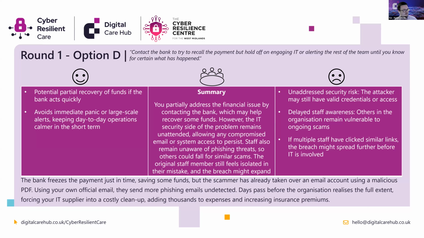And if multiple staff have clicked on similar links, this breach can actually spread further before IT is even aware there's a problem. So for 20% of you, the bank would freeze the payment just in time, saving some of the funds, but the scammer's already taken over an email account using that malicious PDF file. Using your own official email, they can send more phishing emails undetected, and days pass before everyone in the organization realizes the full extent of the problem. This forced the IT supplier to do a much more costly cleanup, and it can add thousands to the expenses.